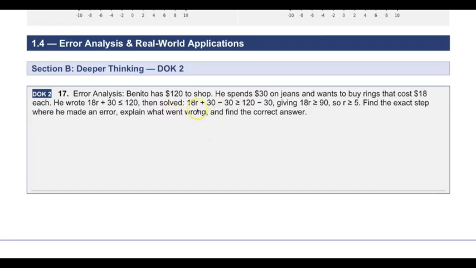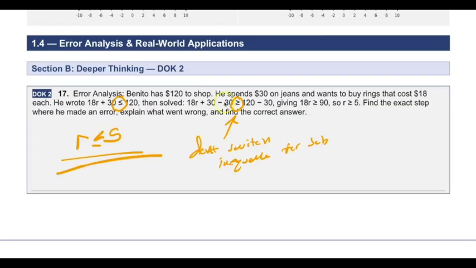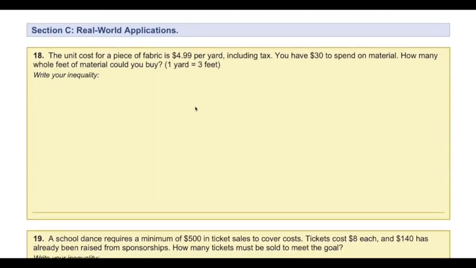Okay, so it took me a second to find the error. I was like, this is right, and then I found it. It's the inequality. They switched it for some reason. You don't switch the inequality for subtraction. It's only when you multiply or divide by a negative. So they switched the inequality for subtraction. That's the mistake he made. So it should be R is less than or equal to 5. So you can buy 5 rings or less. So that's the mistake.